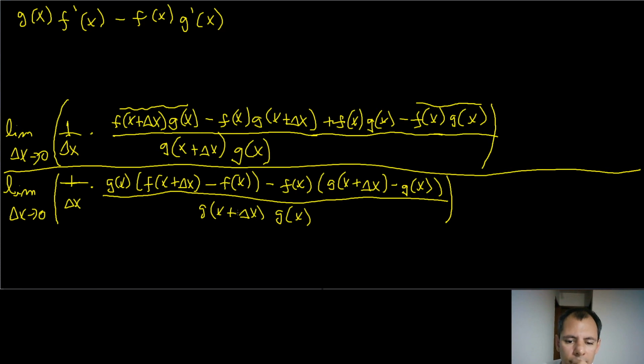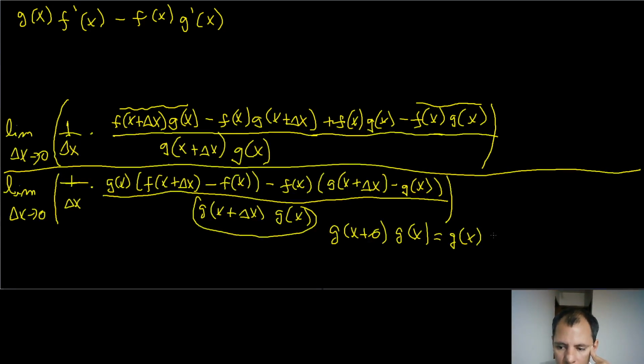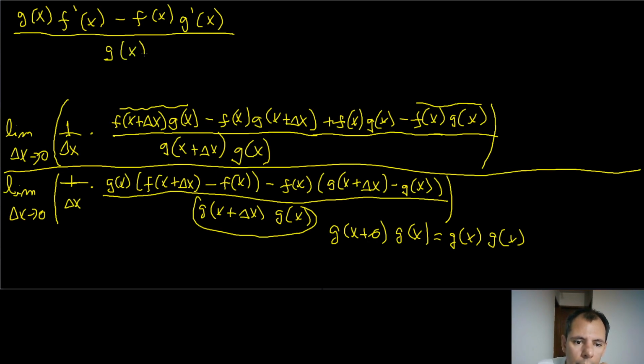And now, what else do you have? You have g of x plus delta x times g of x as delta x approaches 0. As that delta x approaches 0, the denominator, this thing right here, is just going to become what? g of x plus 0 times g of x. And what is that? That's g of x times g of x, which is what? g of x squared. Well, it's not g of x squared, it's g squared of x, right? g squared of x.